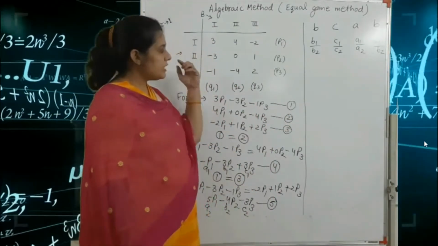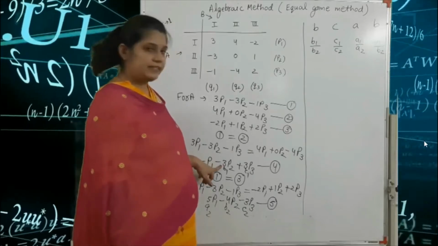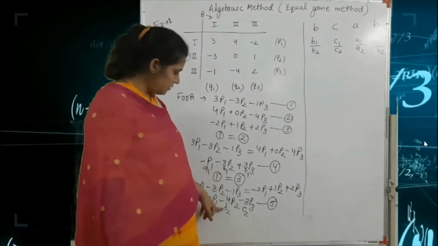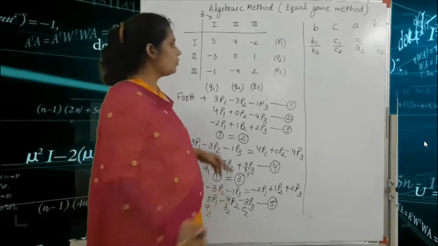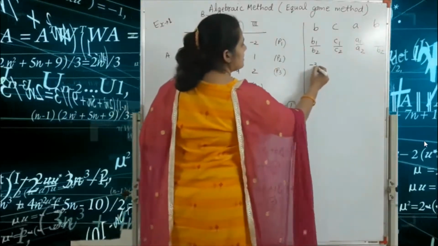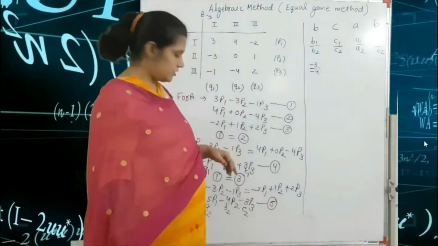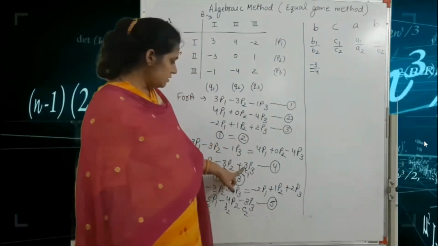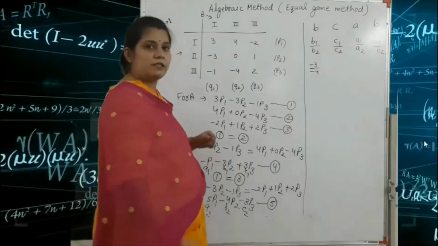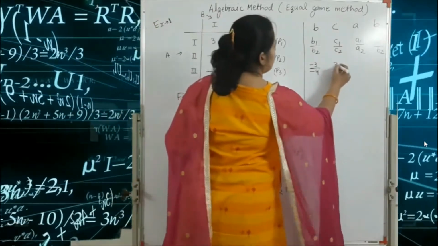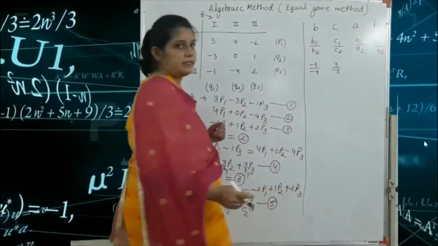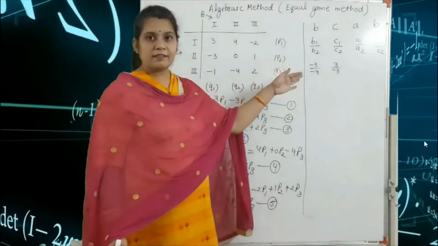Okay, so B1 is equal to minus 3 and B2 is equal to minus 4. So we write here minus 3 divided by minus 4. Second one is C1 by C2. So C1 is equal to 3 and C2 is equal to minus 3. So we write here 3 divided by minus 3. Don't cancel here the minus sign.